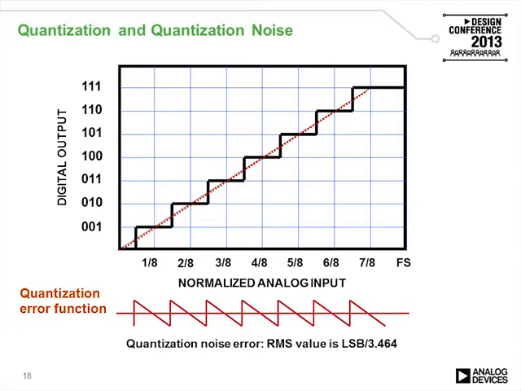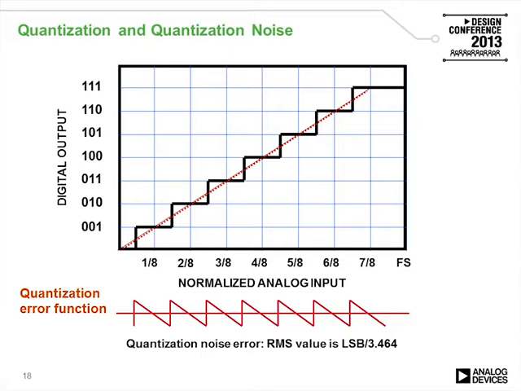Now, we talked about the transfer function and how the digital output is only an exact replica at one point along the line. And again, we have a 3-bit converter here. And we see that there's going to be an error function, the quantization uncertainty we talked about earlier. And if we graph that out, we get the sawtooth wave that we're showing at the bottom here. The RMS value of that is the LSB divided by 3.464, or the other way you quite commonly see it is the LSB divided by the square root of 12.